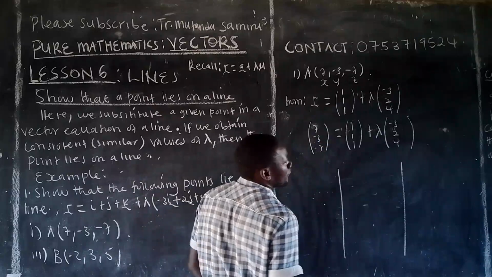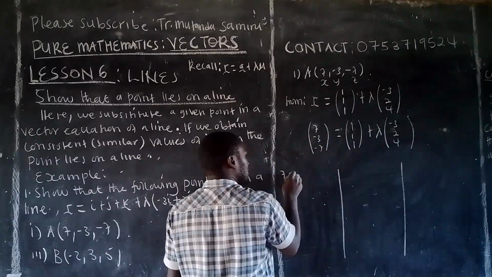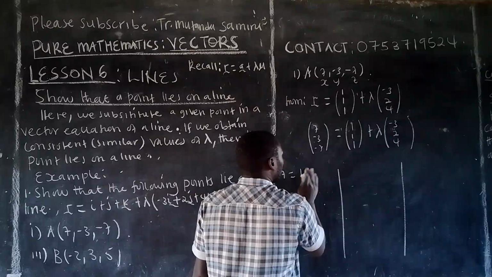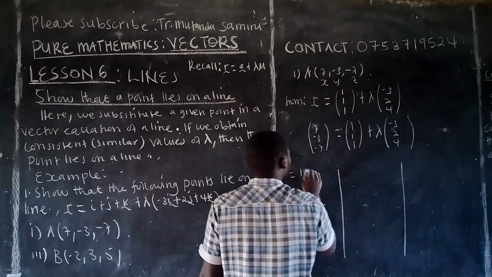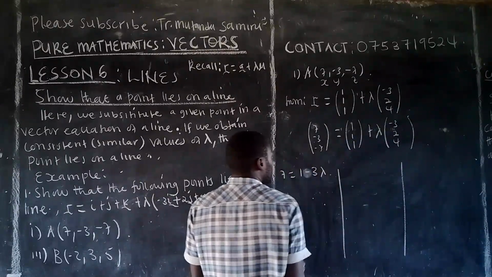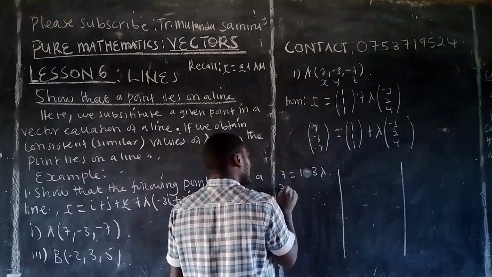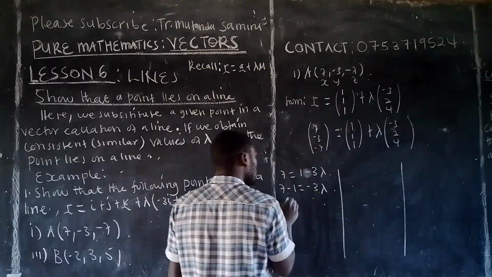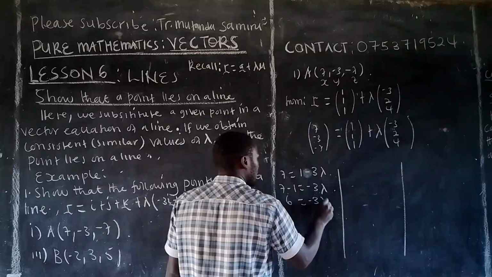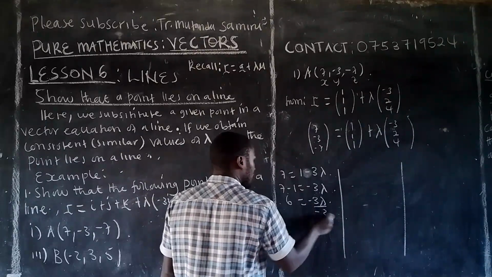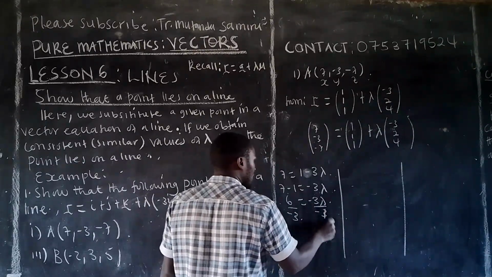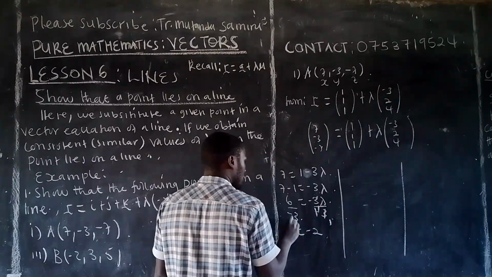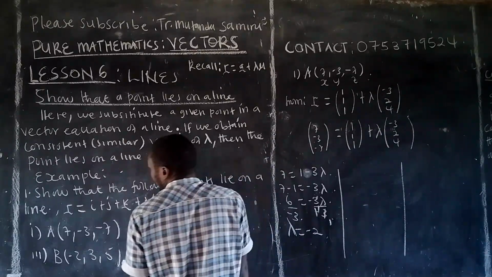I'm going to be equating them from here. The first one will give us that 7 is equal to 1 minus 3 lambda. Let's get the value of lambda here. This will be 7 minus 1 is equal to negative 3 lambda, which gives 6 is equal to negative 3 lambda. Divide by negative 3 on both sides, and lambda will be equal to negative 2. So lambda is negative 2 for that first part.